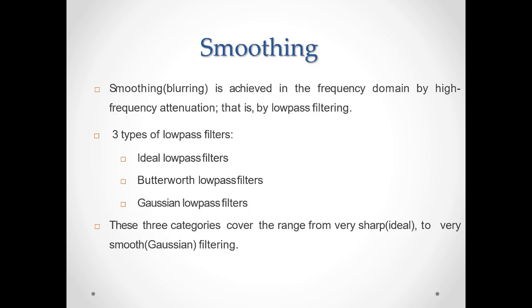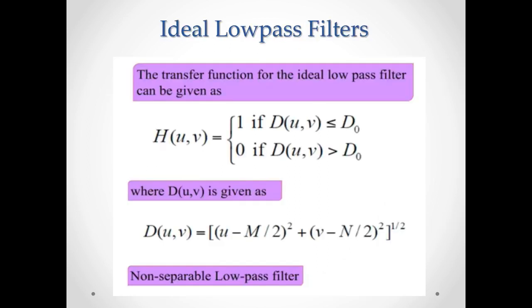These two filters can be classified into three types. First type is ideal filter, second type is Butterworth filter, and third type is Gaussian filter. The first type of low pass filter in frequency domain is the ideal low pass filter.